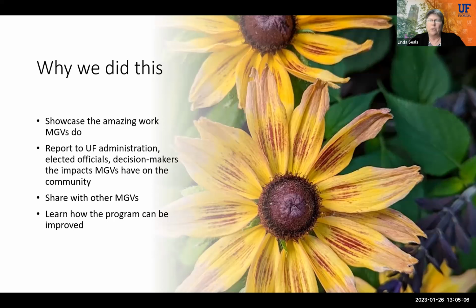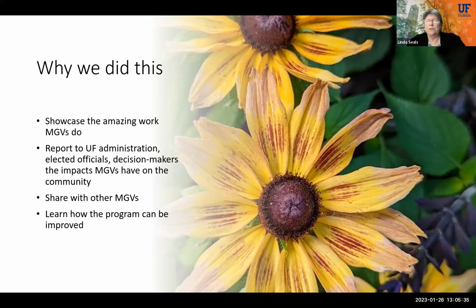But we wanted to go a little bit deeper and see what kind of impacts the Master Gardener volunteers are having in the community. What are those broader impacts that we don't typically report and we don't even think about on a regular basis? So we want to be able to report that to UF administration, our elected officials, decision makers, other people in the community throughout the state who might interact with the Master Gardener volunteers, who might have a stake in the Master Gardener program.